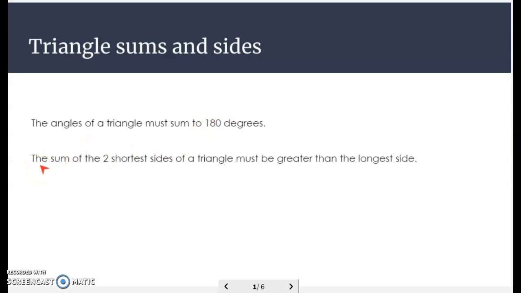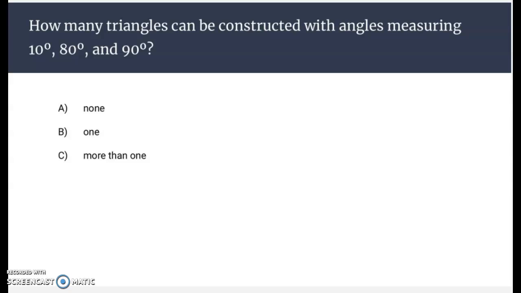And this is the triangle side theorem. The sum of the two shortest sides of a triangle must be greater than the longest side. Otherwise, it's not a triangle. This could also be said for any two sides of a triangle would be greater than the third side. But for our purposes, we'll know for sure if the triangle can be constructed based on two shortest sides, add them up, make sure they're greater than the longest side. So let's try this out.